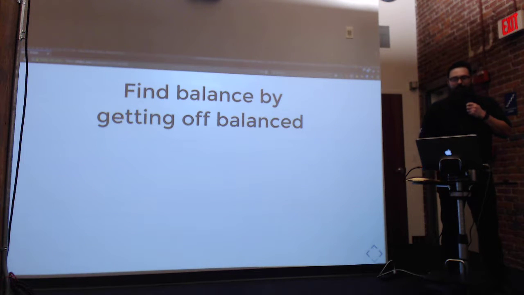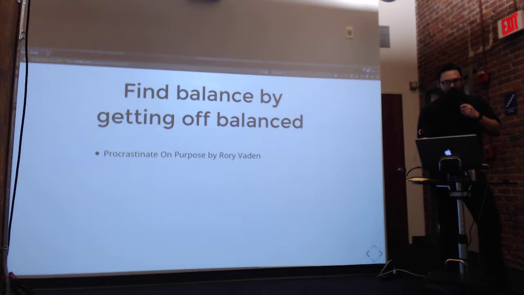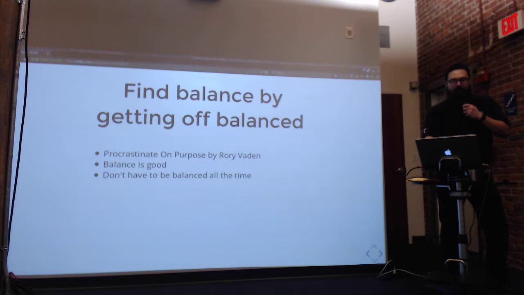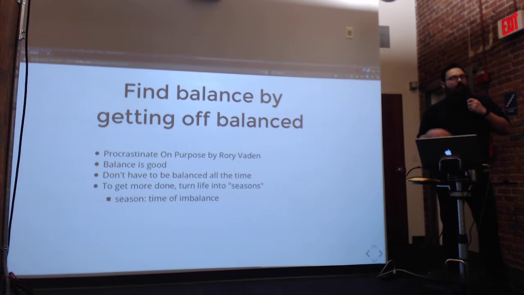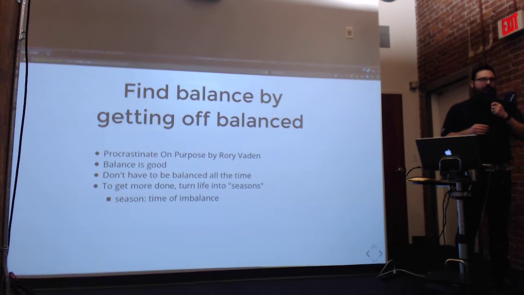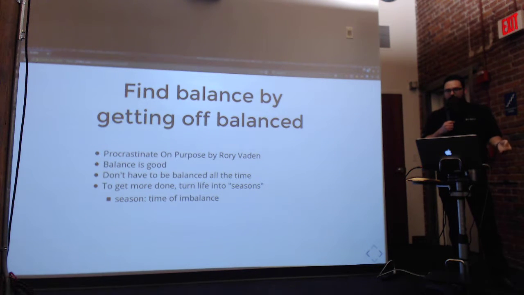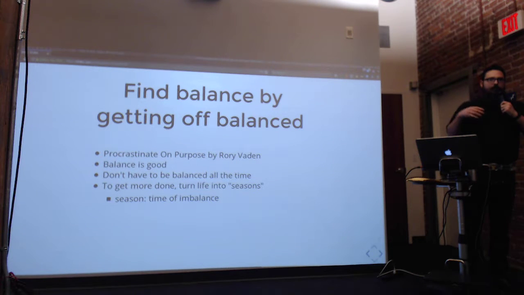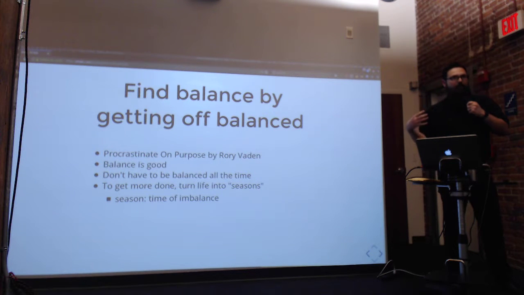Another one would be to find balance by getting off balance. It sounds really weird. I got this from a book called Procrastinate on Purpose by Rory Vaden. Yeah, I read a lot. And what he says is that balance is good, but you don't have to be balanced all the time. He has turned life into seasons. So each season is kind of a time of imbalance. And the reason for this is it's okay to be imbalanced for a while because you'll be able to leverage that time where you're really getting better at something to improve the rest of your life.